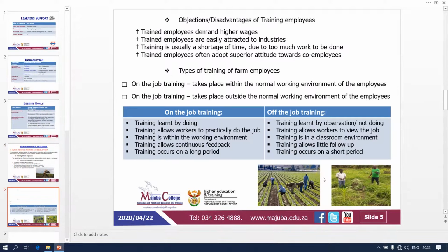Can we move forward? Let's look at objections and disadvantages. You train this particular individual. What are the impacts on the business? Trained employees demand higher wages. Trained employees are easily attracted to other industries. They might leave you. Training is usually short on time due to too much work to be done. There is no time to train you more in terms of this. I'll give you a zigzag. I hope that you got it.